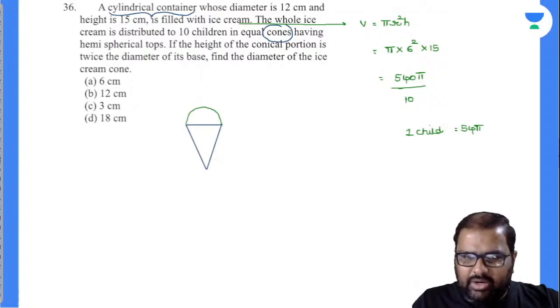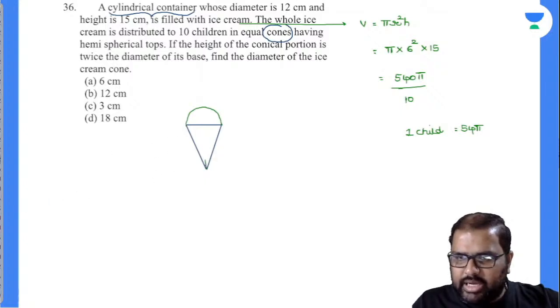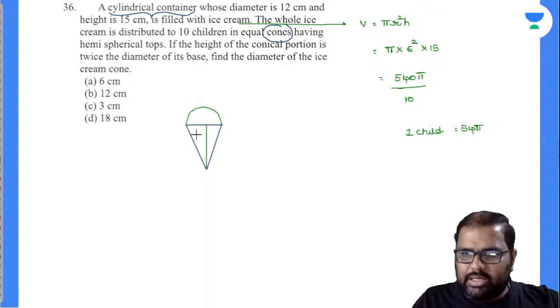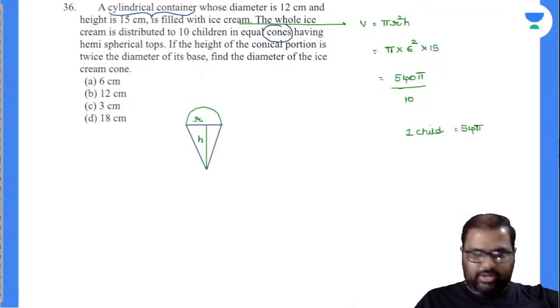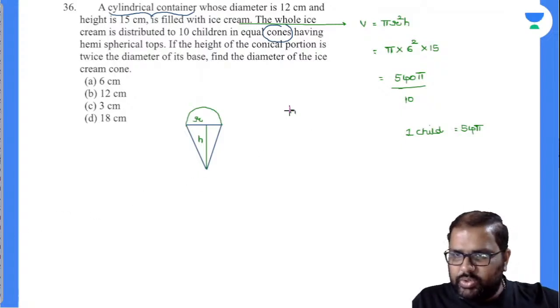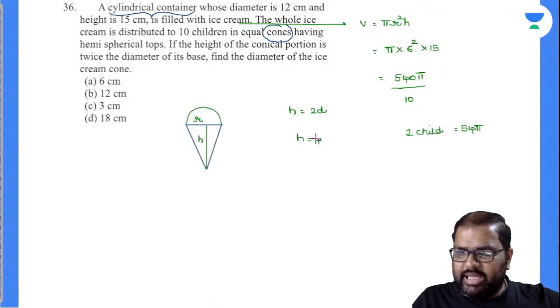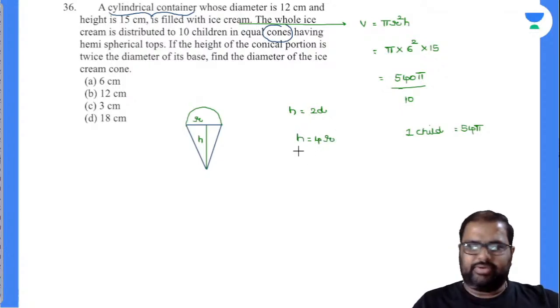If the height of the conical portion is twice the diameter of its base, now see, this is h. I will take this as the radius. So H is equal to 2d and H is equal to 4r. Am I right or wrong? Find the diameter of the ice cream cone is the question asked.